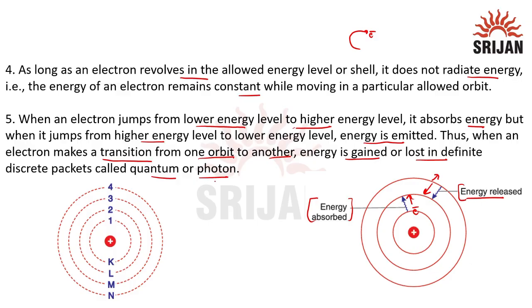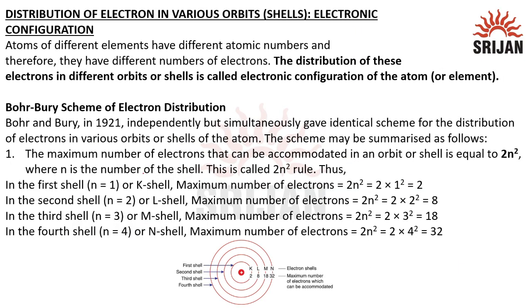Now moving towards the distribution of electrons in various shells and their electronic configuration. Atoms of different elements have different atomic numbers, and therefore they have different numbers of electrons also, right? The distribution of these electrons in different orbits or shells is called the electronic configuration of an atom, right? Here is the Bohr-Bury scheme of electron distribution. Scientists Bohr and Bury in 1921 independently gave the electronic configuration of elements on the basis of certain rules.